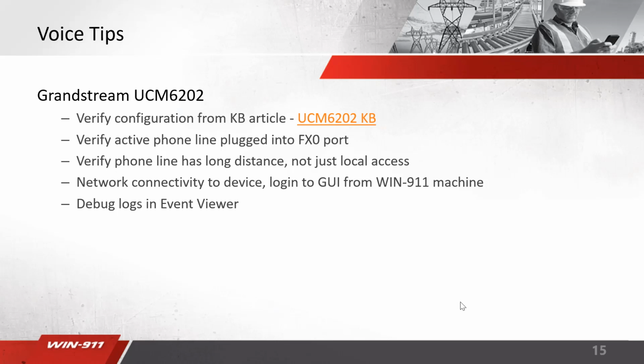Network connectivity to the device. Real quick, easy way to check that out is open up a browser on the machine that's running WIN-911. Type in the IP address and the port to log into the GUI of that Grandstream device. That should tell you that you have network connectivity and there's no problems there.